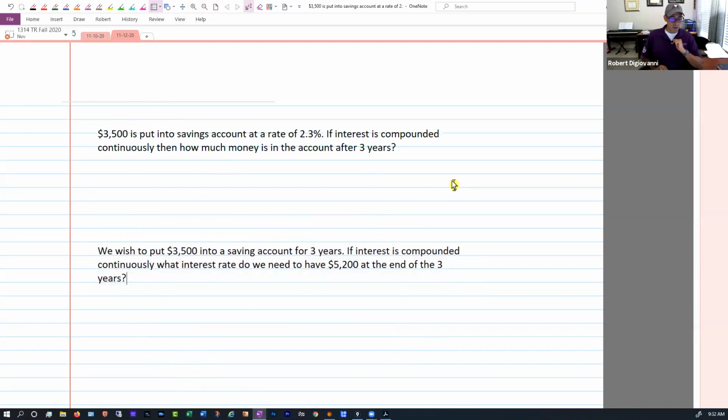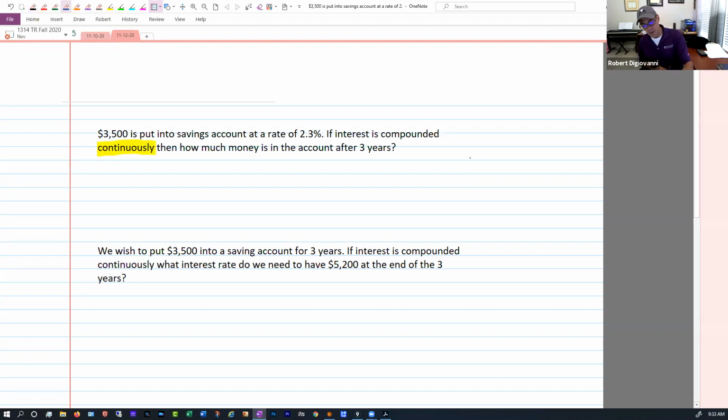Okay, so I want you to look at these two questions. The first one: $3,500 is put into a savings account at an interest rate of 2.3%. If interest is compounded continuously, then how much money is in the account after 3 years? So this has to do with interest, and we talked about the different formulas. I gave y'all two formulas for doing this, and if we saw the word continuously, we would be using that second formula.